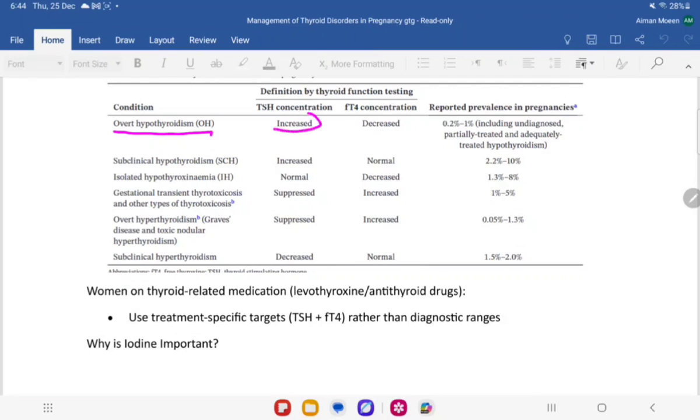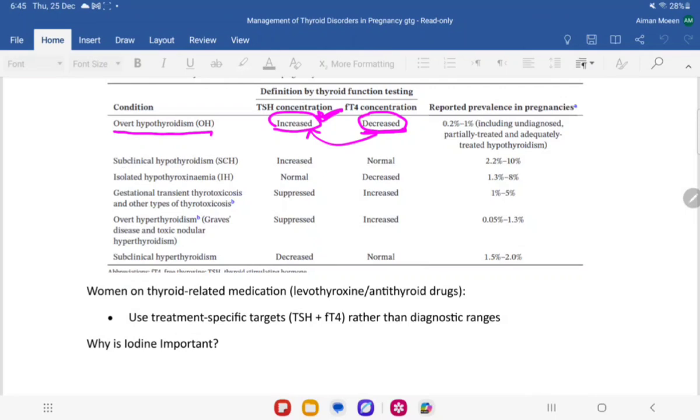So overt means TSH would be increased, free T4 would be decreased. Because it is hypothyroidism, the gland is stimulated by TSH, but there is no production, and it is further stimulation. There is no negative feedback, so it is increased.